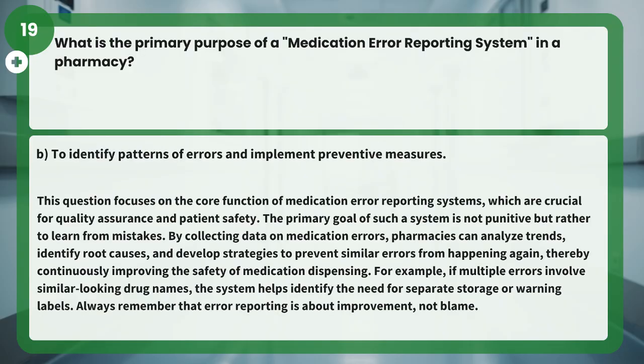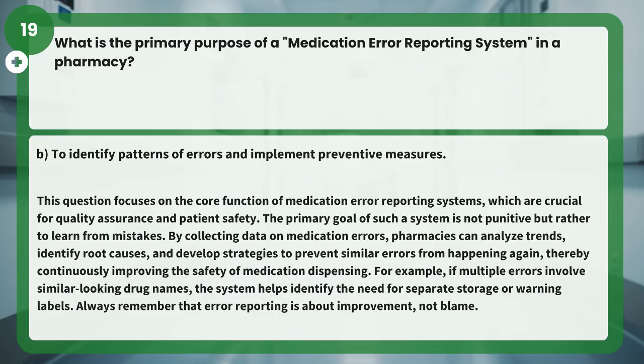Answer B. To identify patterns of errors and implement preventive measures. This question focuses on the core function of medication error reporting systems, which are crucial for quality assurance and patient safety. The primary goal of such a system is not punitive but rather to learn from mistakes. By collecting data on medication errors, pharmacies can analyze trends, identify root causes, and develop strategies to prevent similar errors from happening again, thereby continuously improving the safety of medication dispensing.